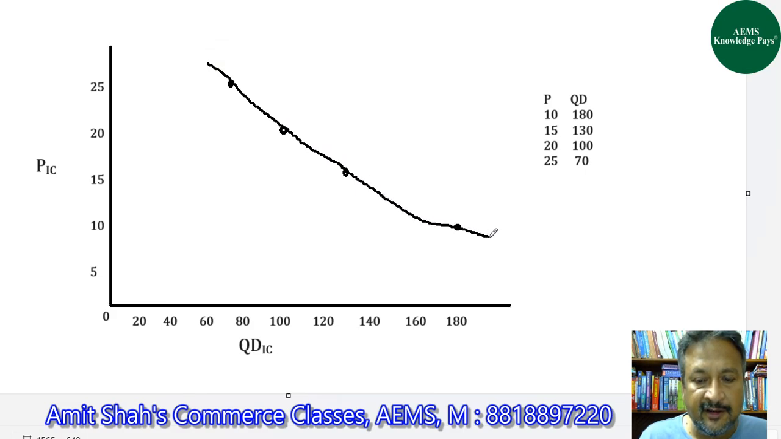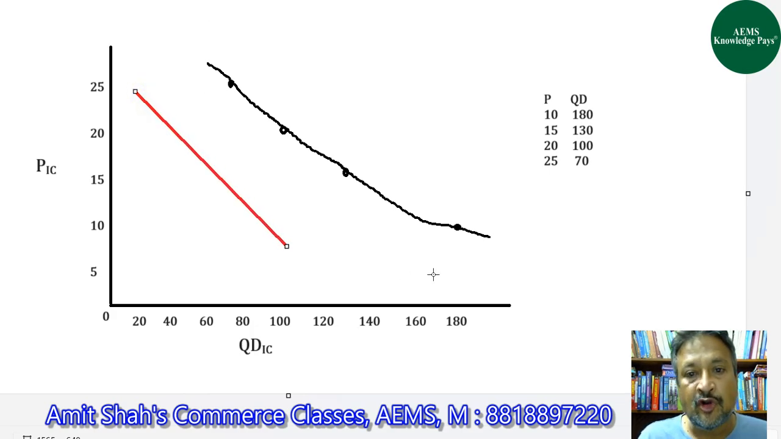By joining these points with freehand, the curve that I get is the demand curve. It means the demand curve is downward sloping from left to right. You can see that this curve is moving downward from left to right, right? So our demand curves are always like this. We can also make a demand curve in the form of a straight line like this. This is also a downward sloping demand curve.